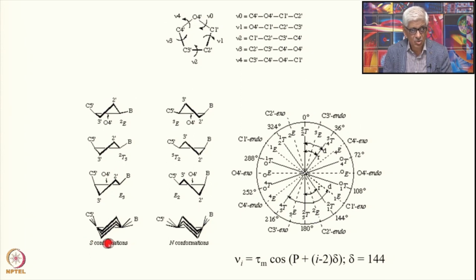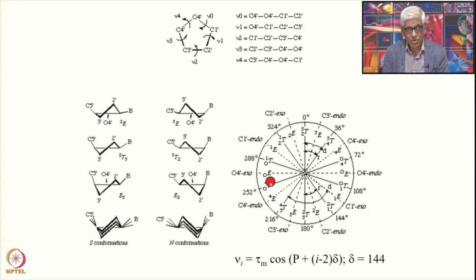This group of structures which are indicated where the 2 prime is above the plane of the ring, these are called S conformations or the south, and this is the south here. This is the south in this circle, below this central line, and this is the north. So, all those conformations which are below here are called the south conformations, the S conformation, and these are characterized by the 2 prime atom going above the plane of the ring, and these are called C2 prime endo.